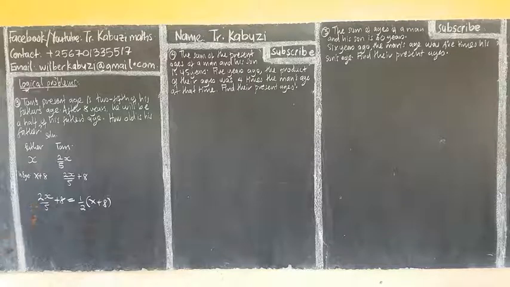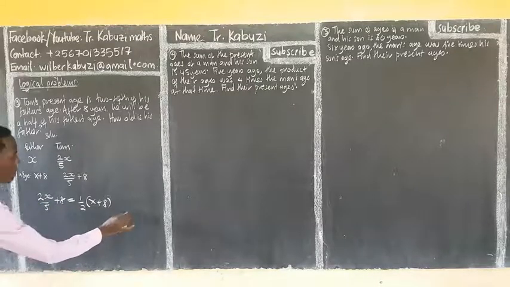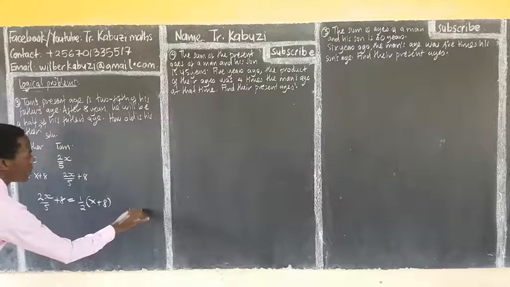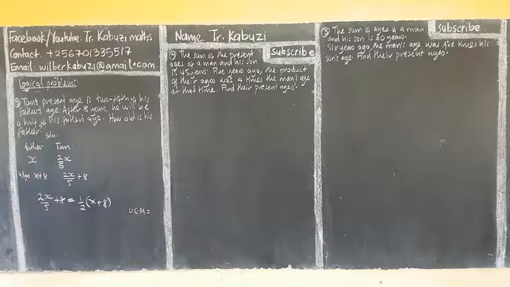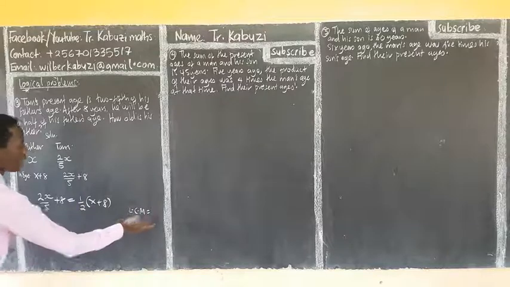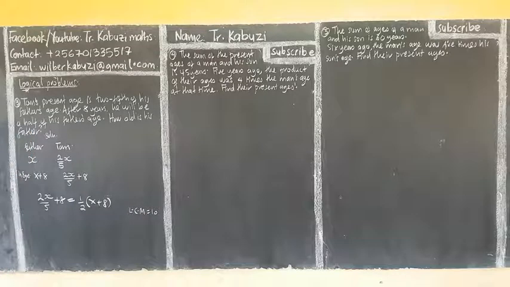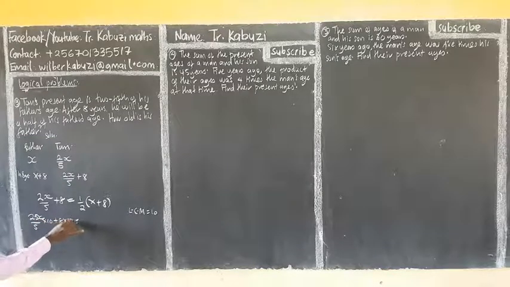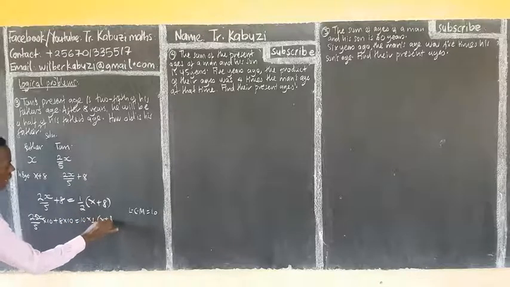So you see, we get the LCM. Our LCM is 10. And we multiply each side by the LCM, 10. So remember by 10, we shall get 2x over 5 times 10, plus 8 times 10, equaling 10 times a half, x plus 8.